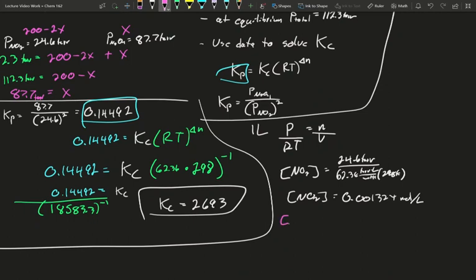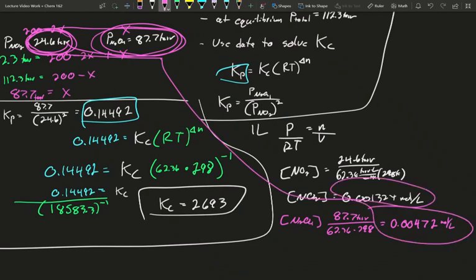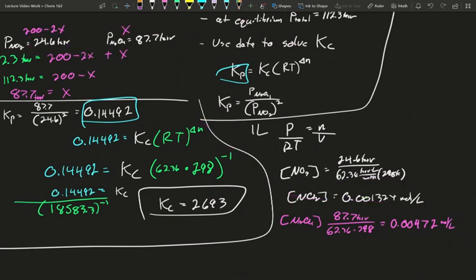I can also do this for the N2O4. It was 87.7 torr over 62.36 and 298, making it have a concentration of 0.00472 mole per liter. Does that make sense? Well, I've got a little over 3 times the pressure in the same container, and my concentration is a little over 3 times the concentration. So it looks like our calculations are holding consistent there.